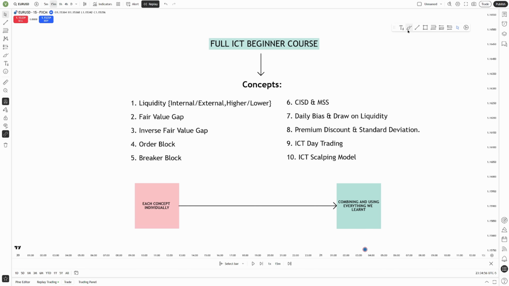Hello traders, this is a full ICT beginner trading course in which I will describe each thing in a way that you will understand easily. Let's get straight into it.